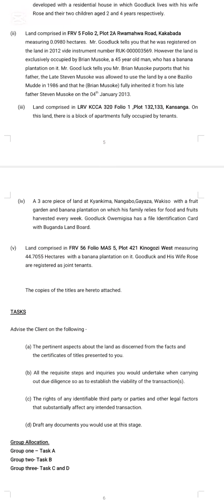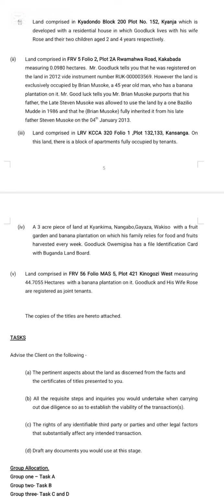Then we go to 2, land comprised in leasehold. On this land there is a block of apartments fully occupied by tenants. So this is leasehold, and the leasehold is being occupied by tenants. We shall also look at that.